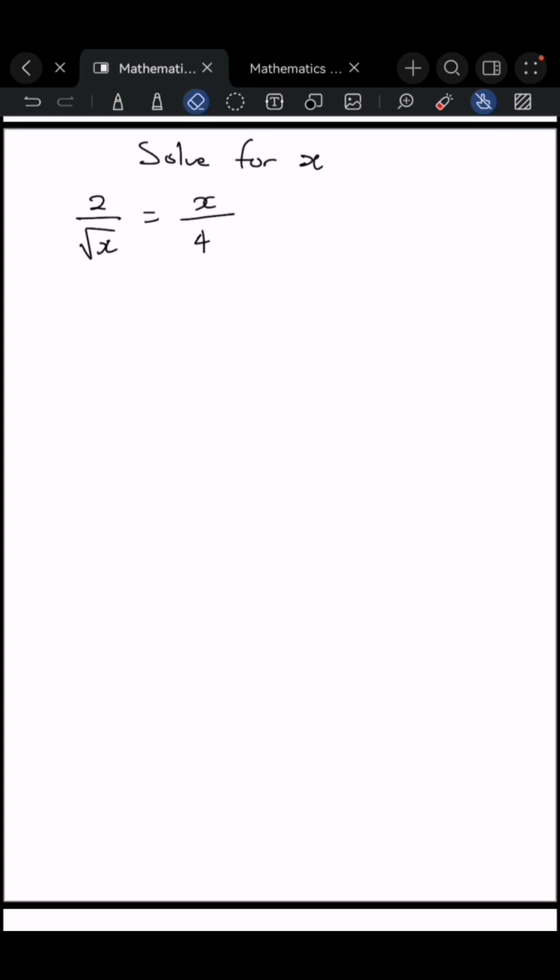Finish. Again, here we have solved for x. 2 over root of x is equal to x over 4. We're going to go with 2.